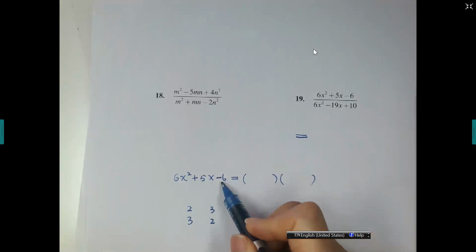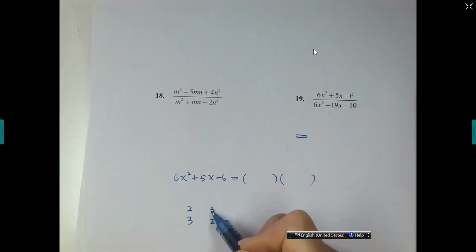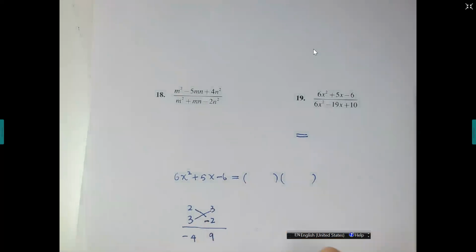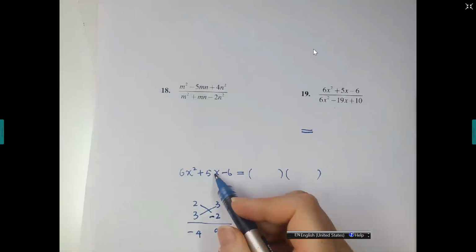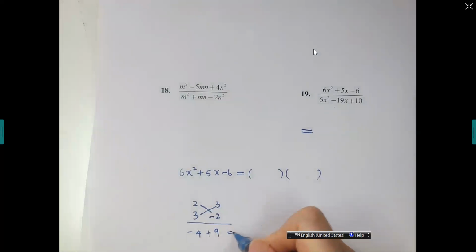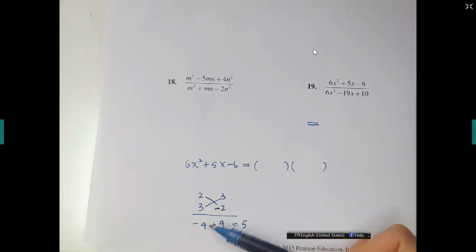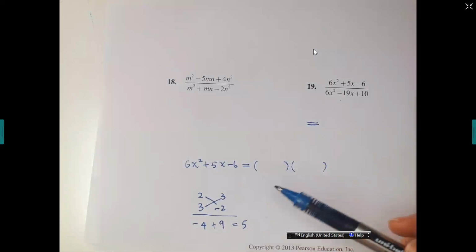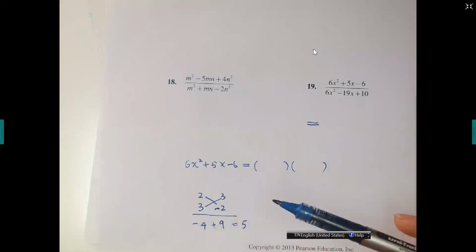Don't forget, I have -6. So of 2 and 3, one of them should be negative. Which number should be negative? I will give number 2 the negative sign. Why? Because when I cross multiply, 2 times -2, that's -4. 3 times 3, that's 9. -4 plus 9 gives me a +5. I'm not lucky to write down those four numbers in this way. I did a lot of screening in my mind. I tried, and I just looked for the largest possibility.